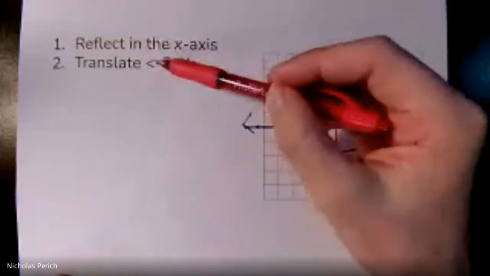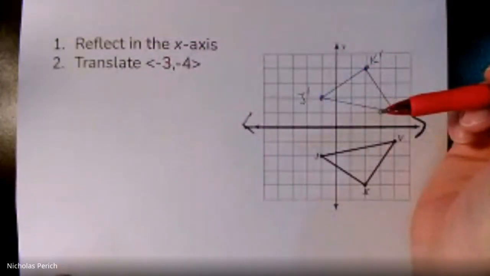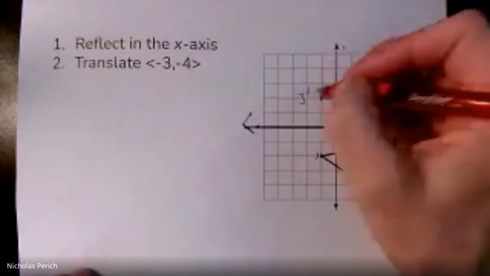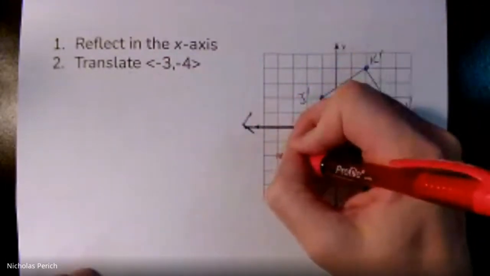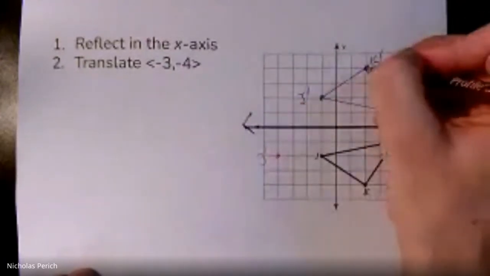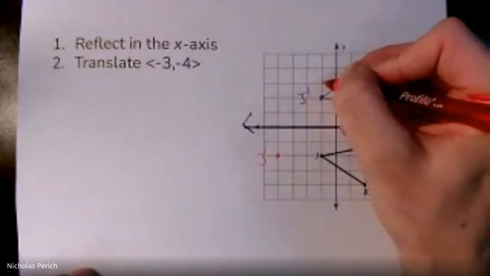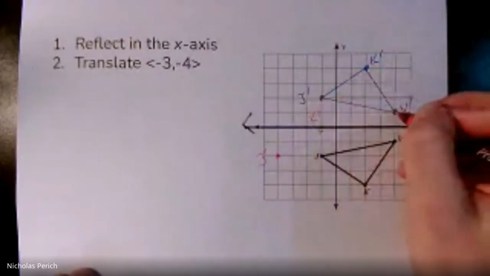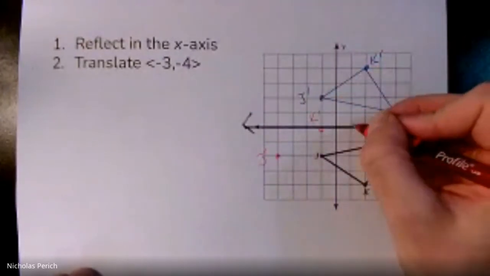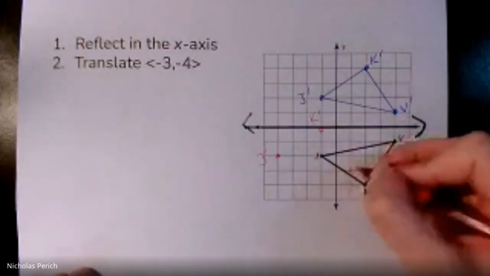I'm going to now take that and I'm going to translate it left 3, down 4. So 1 point at a time. Left 1, 2, 3, down 1, 2, 3, 4. J prime. Left 1, 2, 3, down 1, 2, 3, 4. K prime. Left 1, 2, 3, down 1, 2, 3, 4. V prime.